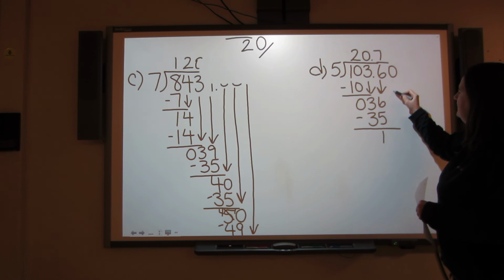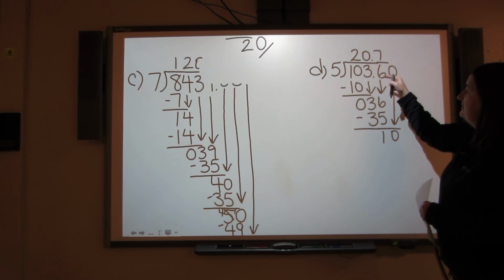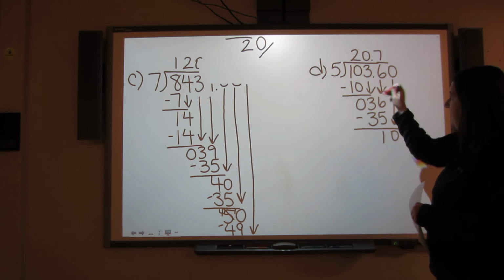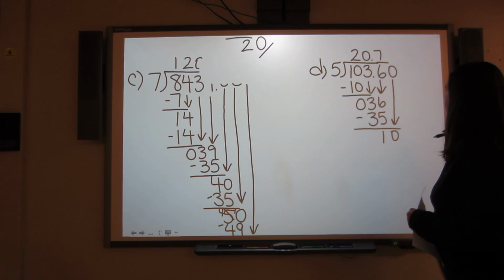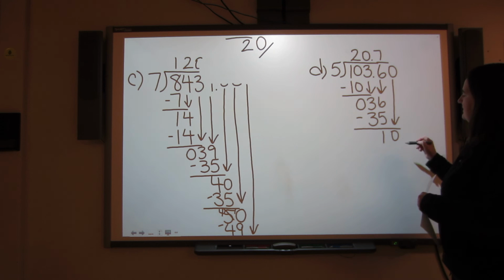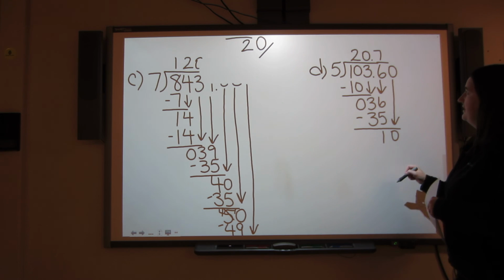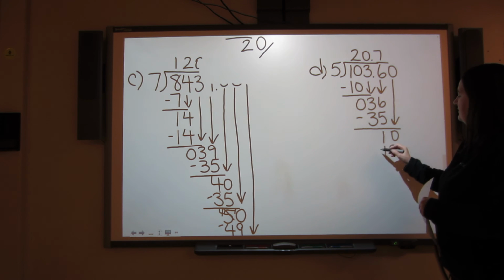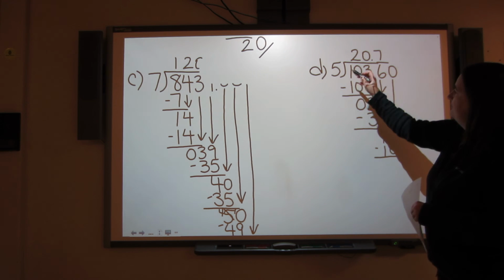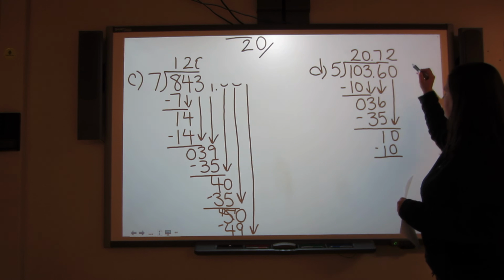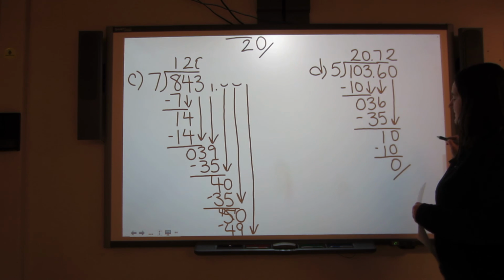Now I can drop a 0. I don't need to add another decimal. I already have one. Don't add extra. And then now I go 5 into 10. Look down your 5s to the closest thing to 10 without going over, which is 10. 5 into 10 is 2 with 0 remainder.